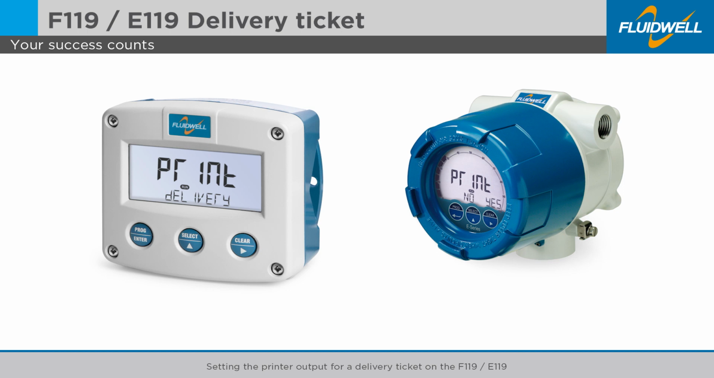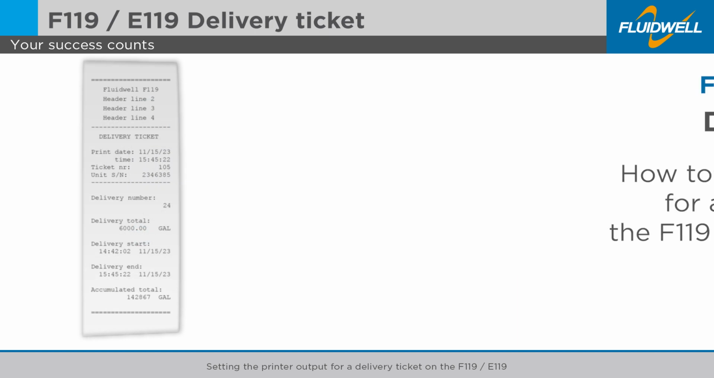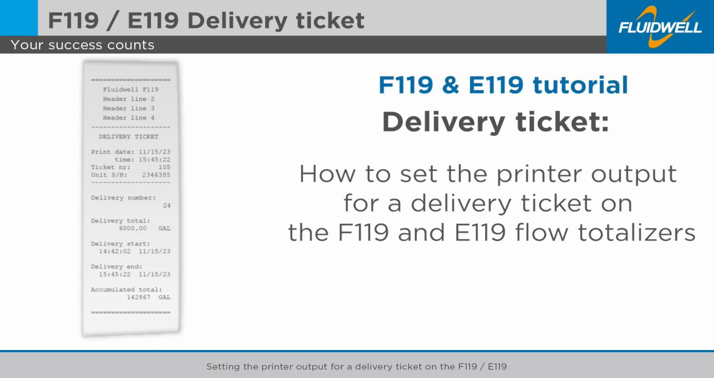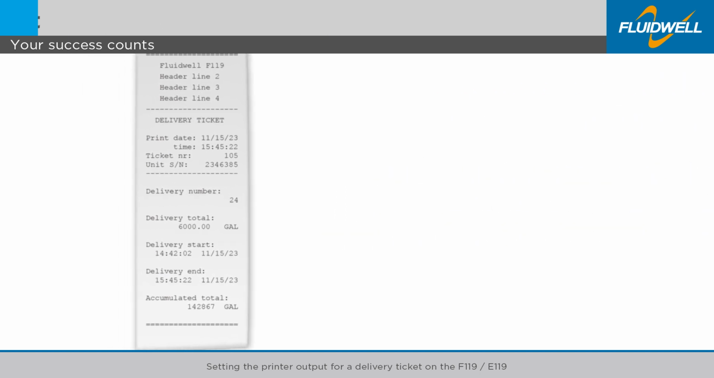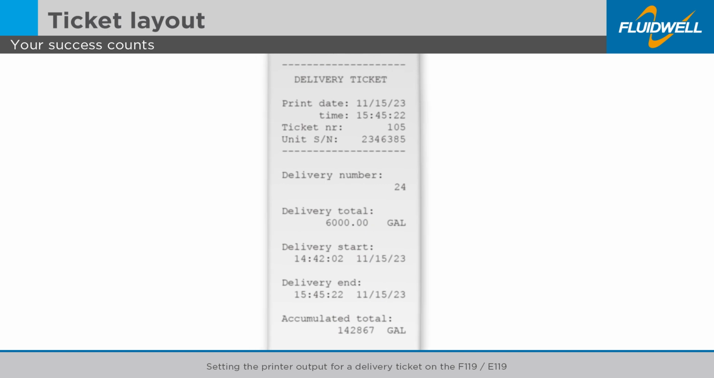Both the F and E119 have the unique functionality to configure the Modbus communication port to send a receipt printing command. In this tutorial, we will learn how to set the printer output for a delivery ticket on the F or E119 flow totalizers. A delivery ticket is used to print the current delivered value after an operator ends the delivery. It shows specific delivery data such as a start and finish time, delivered total and delivery number.